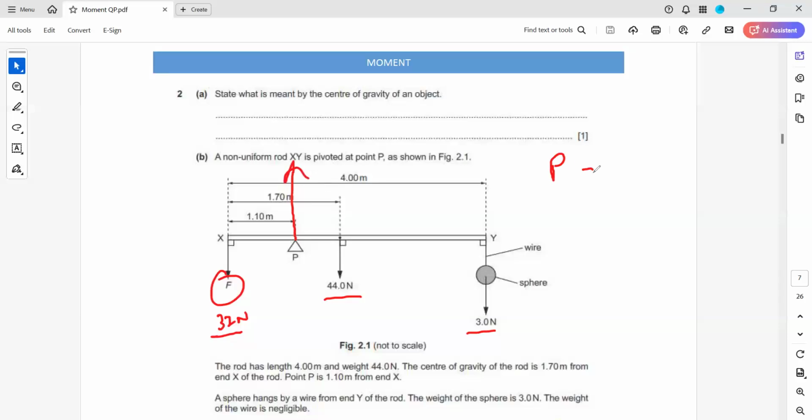So upward force is the force of the pivot on the rod, and the downward force is 32 plus 44 plus 3. So you just add them. 32 plus 44, so it will be 76, plus 3, so it will be 79. So the force exerted by the pivot will be 79 Newton, and direction will be upwards.